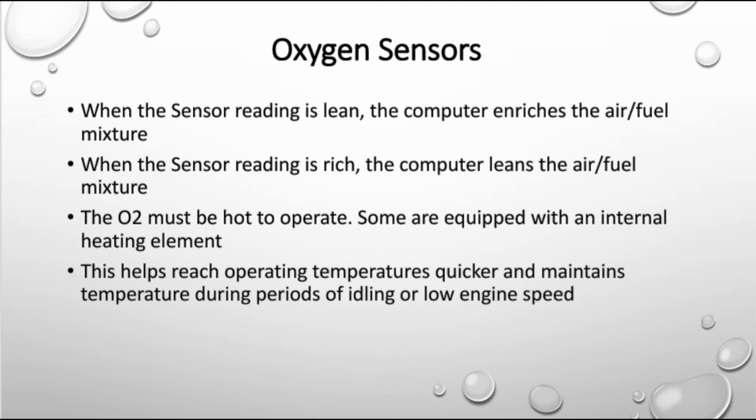When the O2 sensor reading is lean, the computer enriches the air-fuel mixture. When the sensor reading is rich, the computer leans the air-fuel mixture. The O2 sensor must be hot to operate. Some O2 sensors are equipped with an internal heating element. This helps reach operating temperatures quicker and maintains temperature during periods of idling or low engine speed.